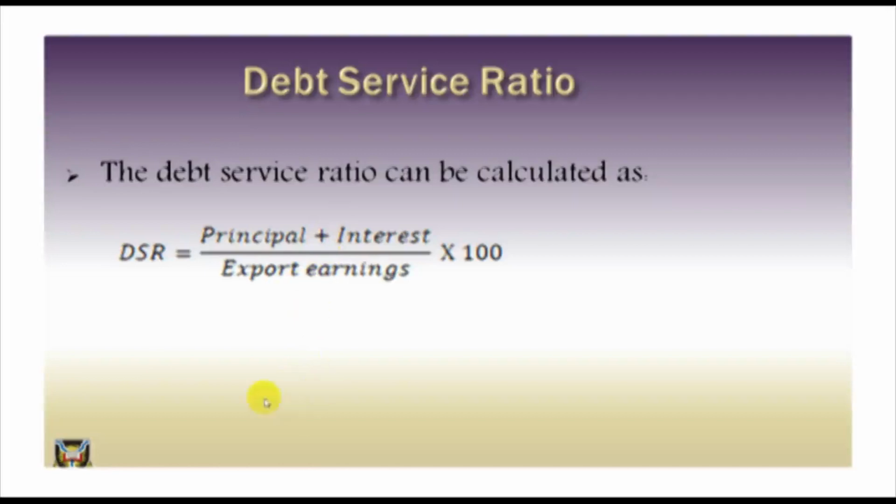So we have 17,050.2 over 95,442.2 times 100, which gives us 17.86%. The indicator indicates the percentage of export earnings that Nigeria would have to put aside to settle the debt promptly.